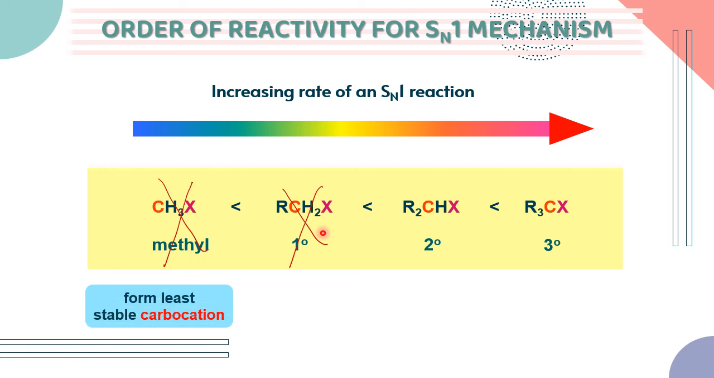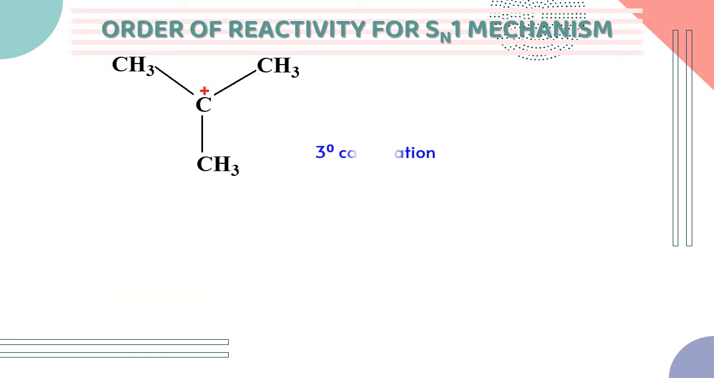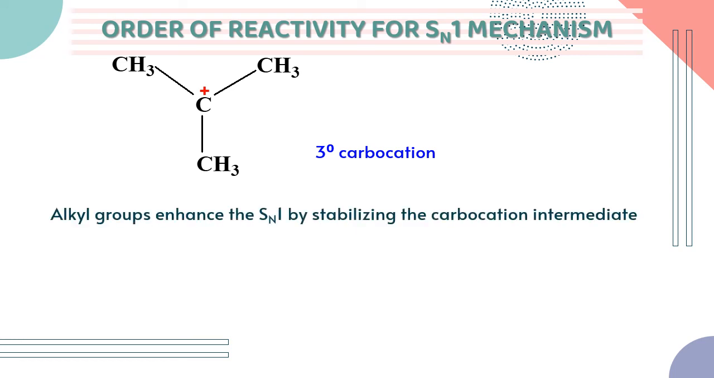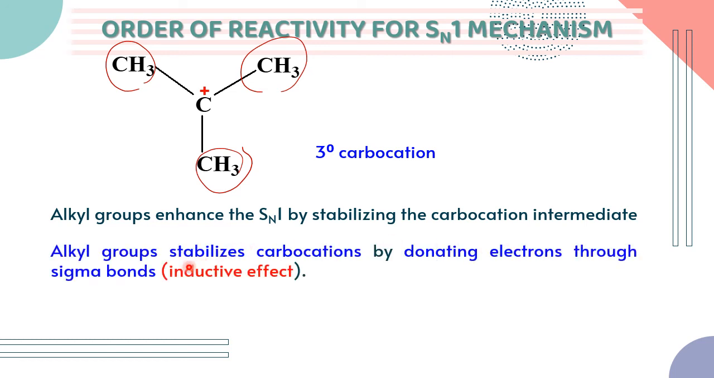Okay, so increasing rate tadi from least stable carbocation to form more stable carbocation. So tertiary haloalkane akan form tertiary carbocation. So sebab tu dia sangat-sangat suka untuk undergo SN1 mechanism. Okay. Kenapa? So, this tertiary carbocation, it has 3 alkyl groups dekat sini. Okay, so 1, 2, 3. So, the alkyl groups enhance the SN1 by stabilizing the carbocation intermediate. So, carbocation kita tadi kita panggil dia sebagai intermediate. Okay, the alkyl groups stabilize carbocation by donating electron through sigma bonds.